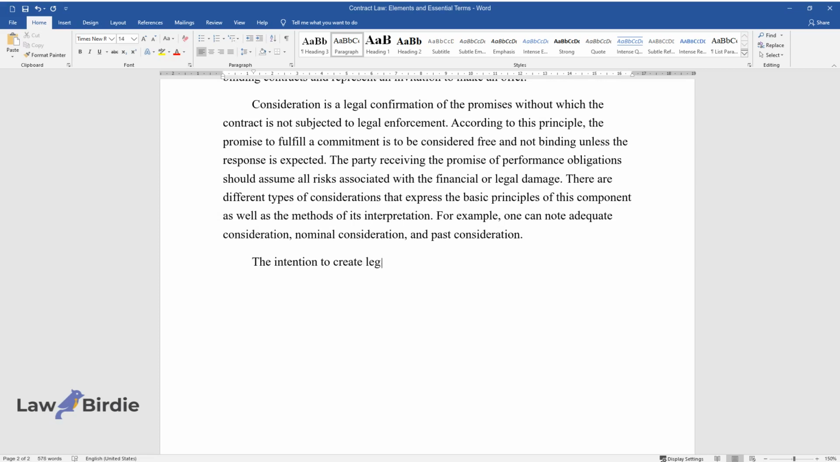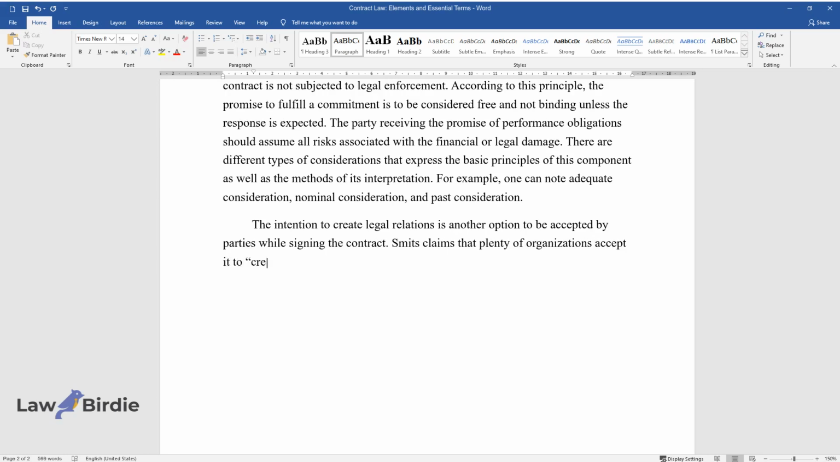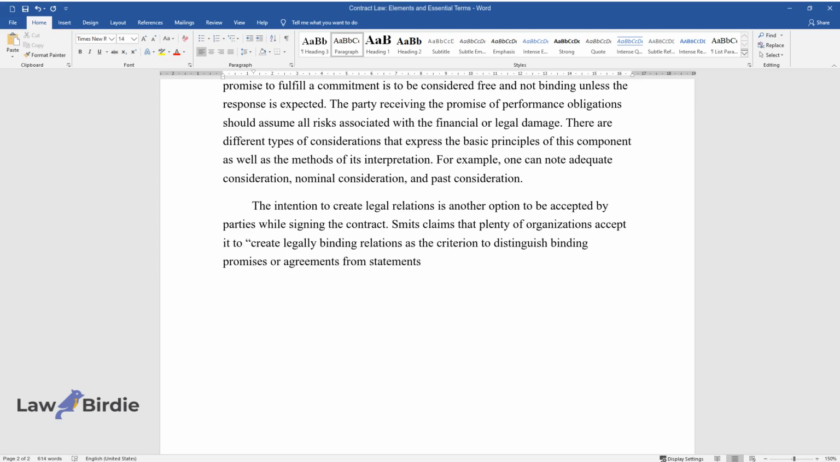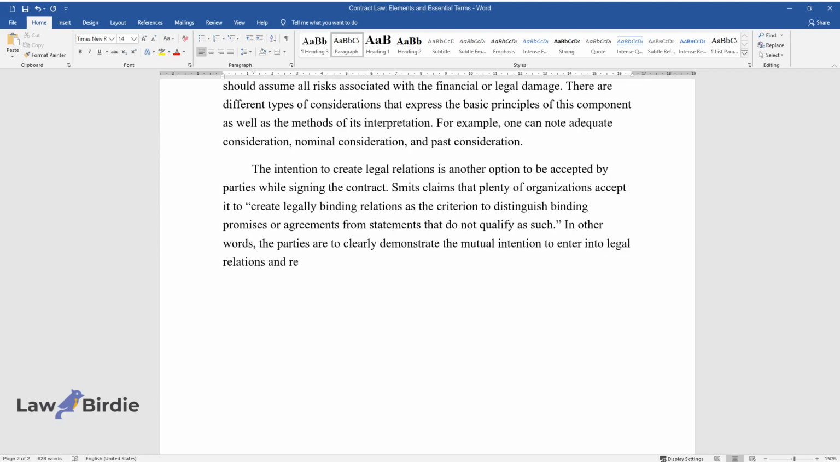The intention to create legal relations is another option to be accepted by parties while signing the contract. Smits claims that plenty of organizations accept it to create legally binding relations as the criterion to distinguish binding promises or agreements from statements that do not qualify as such. In other words, the parties are to clearly demonstrate the mutual intention to enter into legal relations and realize the legal consequences of such a decision.